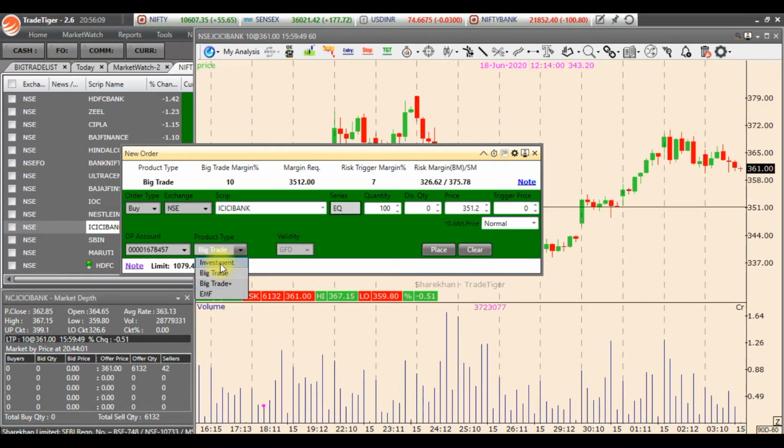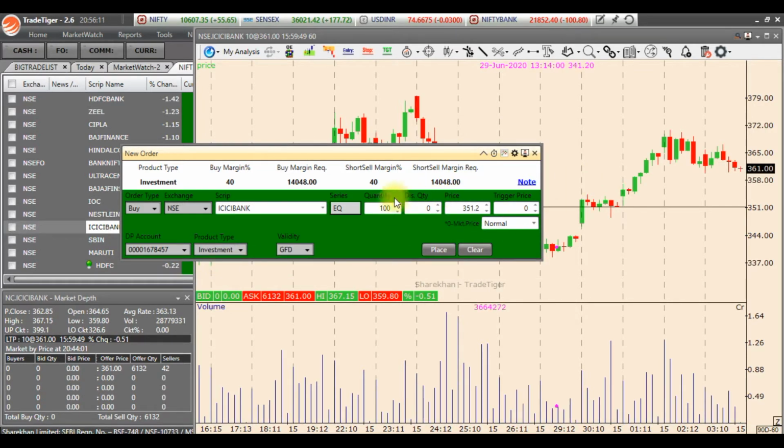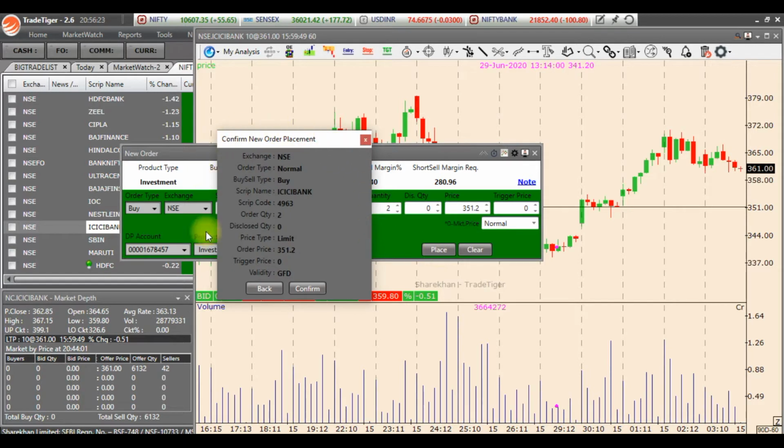So now, for an example, I'll go with an investment. I'll place an order for 2 quantities and then just place the order. The moment I press the order, you can see this window, then confirm, and automatically the order will go to the exchange.